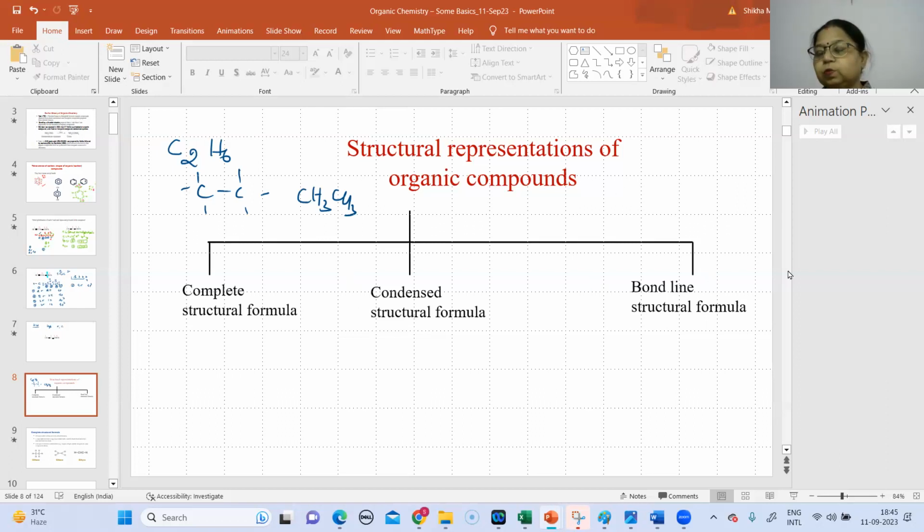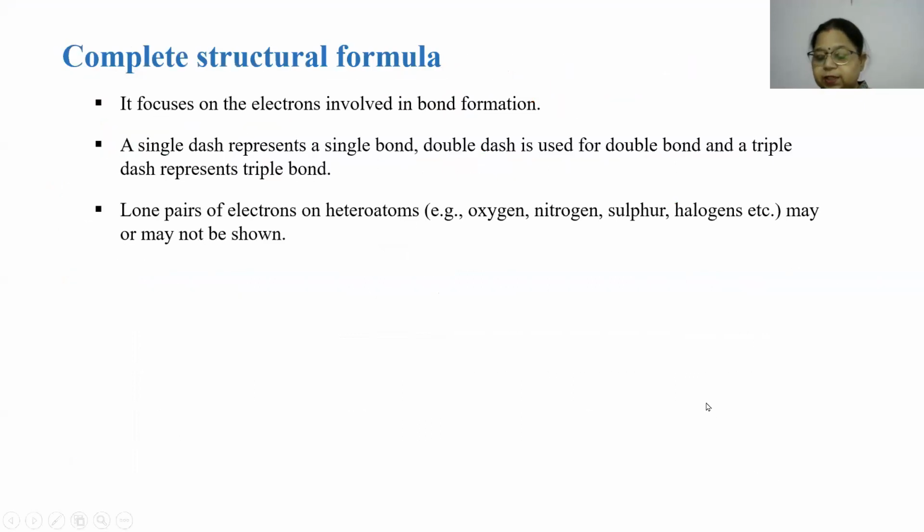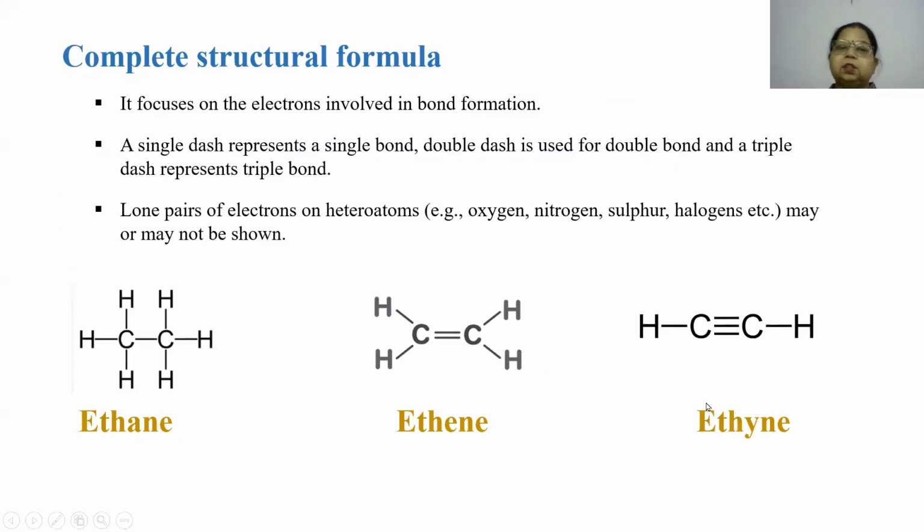So to understand it once and for all, let's understand them one by one. The first one is the complete structural formula. What is the expectation from this structural formula? It involves all the bonds which are formed. Right? It focuses on the electrons involved in bond formation. This we know, a single bond is represented by a single dash, a double bond by two dashes, and a triple bond by three dashes.